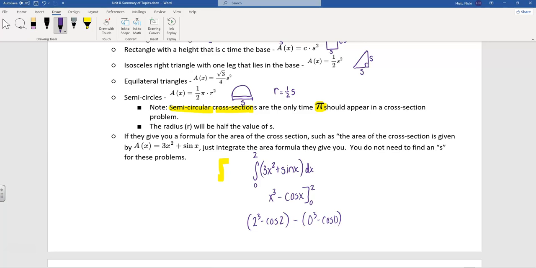How would you know when to use the u? Like when you get sine of 2x. Yes. So if it was sine of 2x instead of just sine of x, then we would need a u on this one.